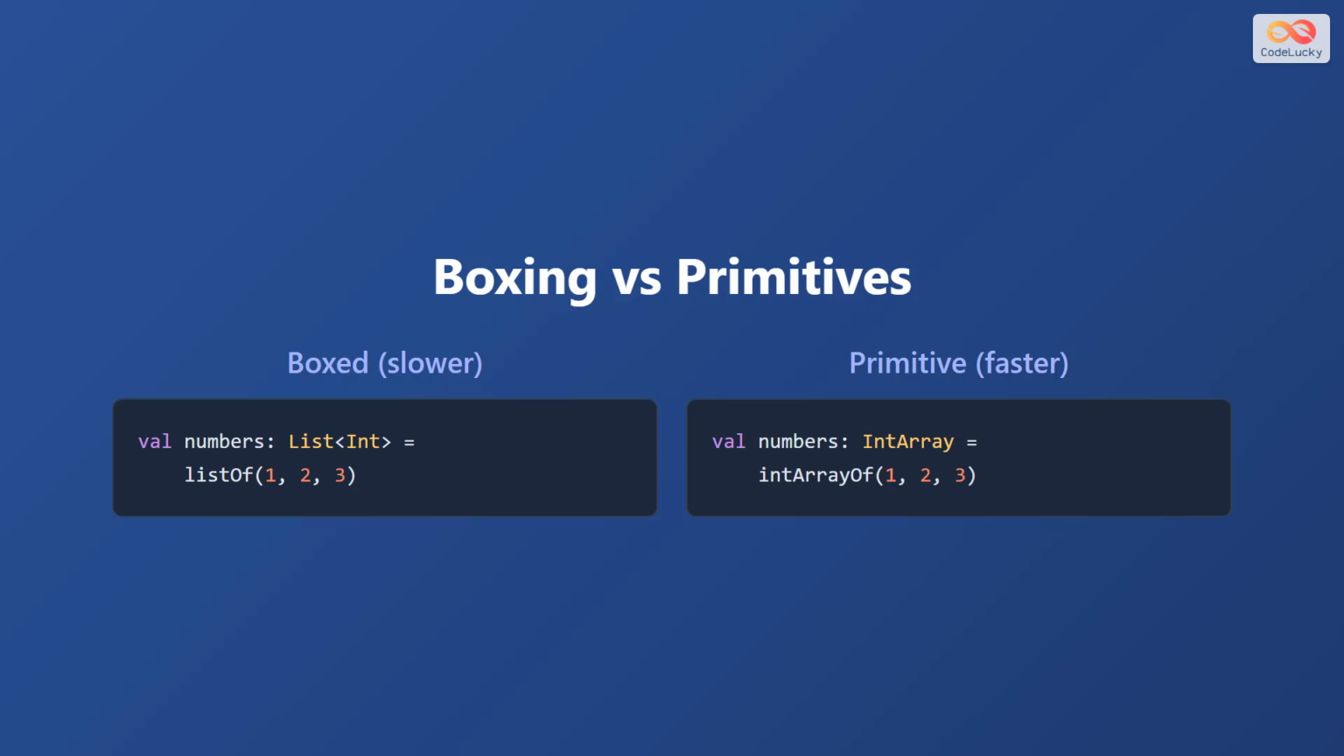One critical optimization involves understanding the difference between box types and primitives. When you use a generic list of Int, each integer is boxed into an Integer object, which creates memory overhead and is slower to access. However, when you use IntArray, the integers are stored as primitive values without boxing. This results in better memory efficiency and faster performance. Bytecode inspection clearly shows these differences, helping you choose the right data structures for performance-critical code.